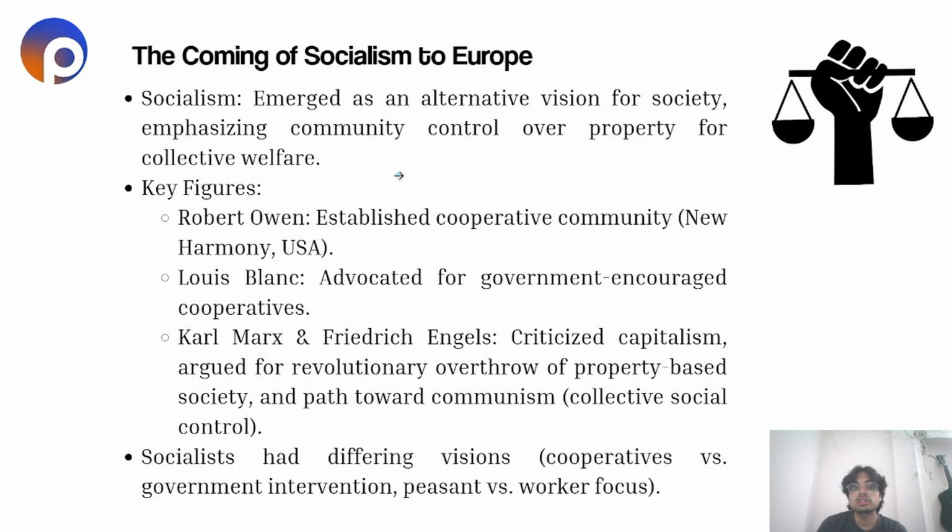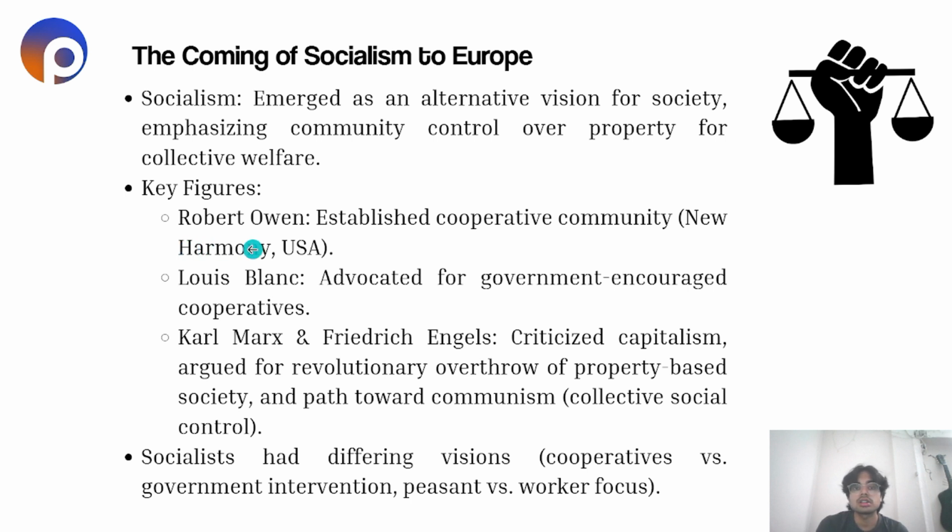Now, according to socialism, community control is the main thing. That the property should not be controlled by a private owner or an individual. There should be community control, and that's how we can achieve the collective welfare.